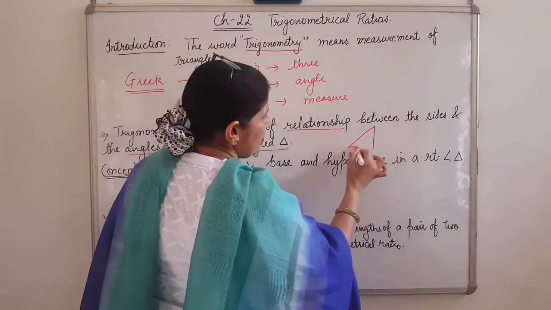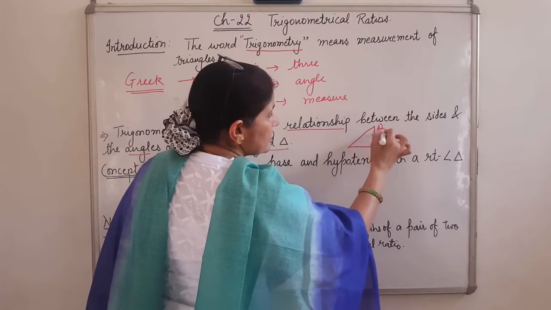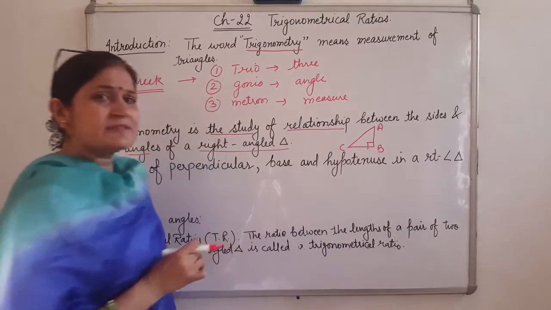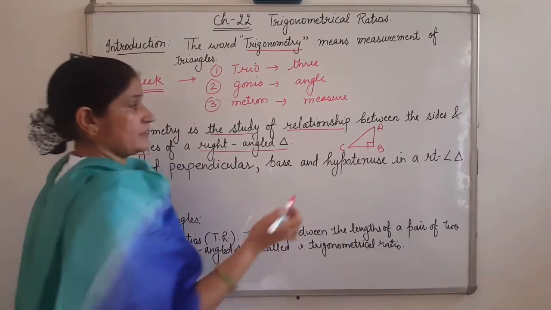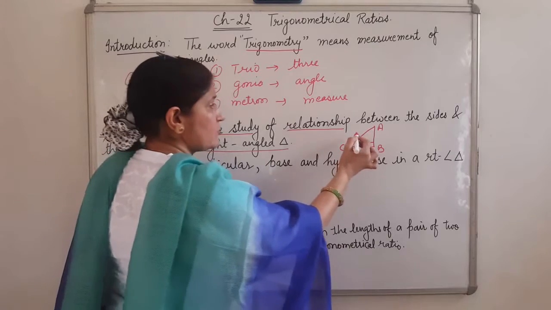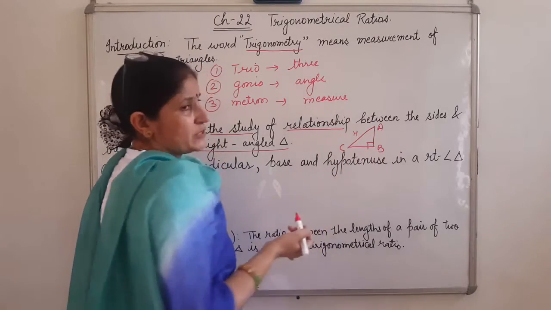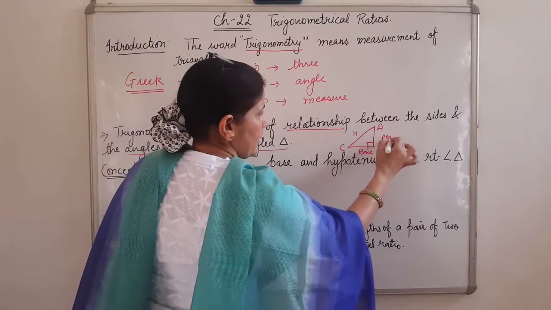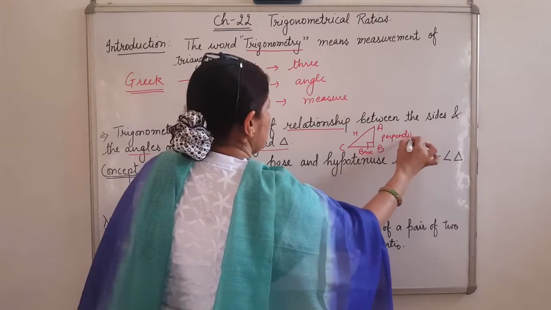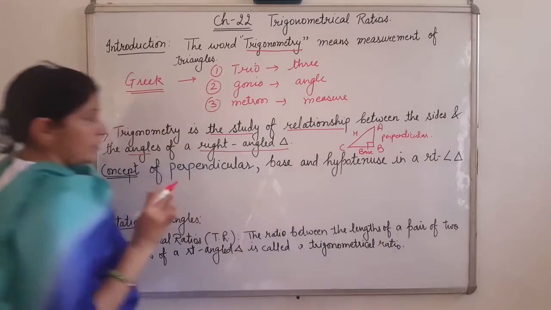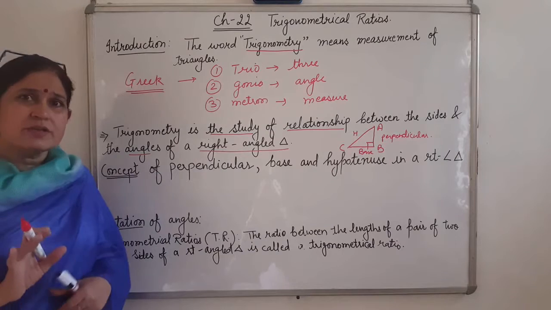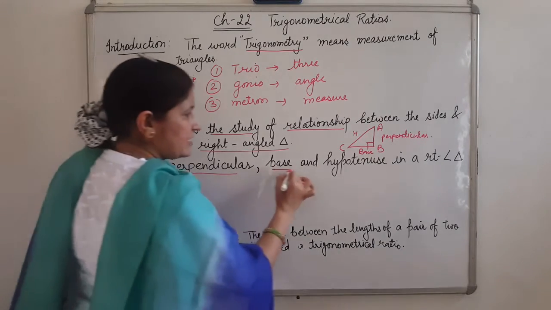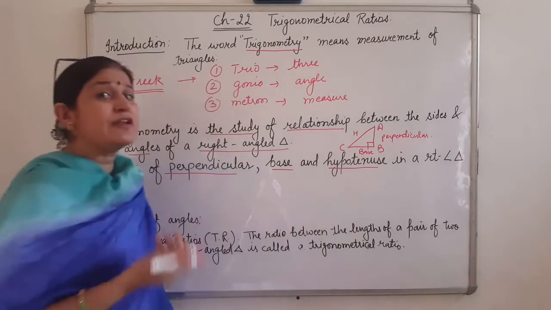A triangle in which one angle, the greater angle, is 90 degree, is known as a right angle triangle. The side opposite to it is known as hypotenuse. Other two sides we take as base and perpendicular. So, till here, understood? Yes, now we go further. Concept of perpendicular, base and hypotenuse, how we will use in trigonometry.